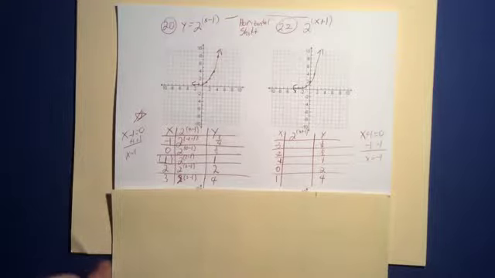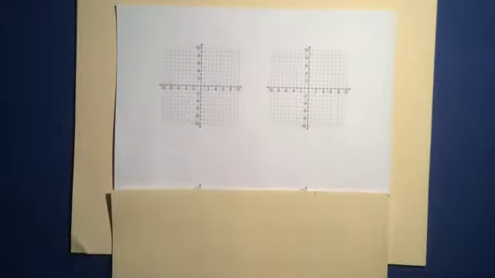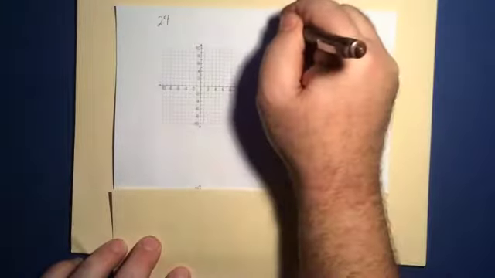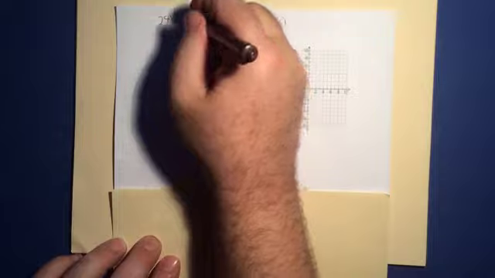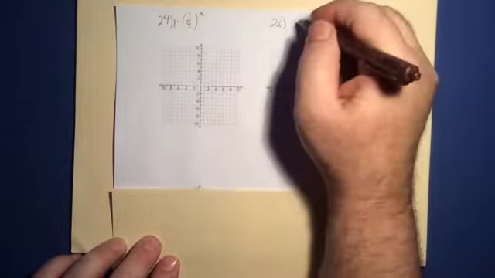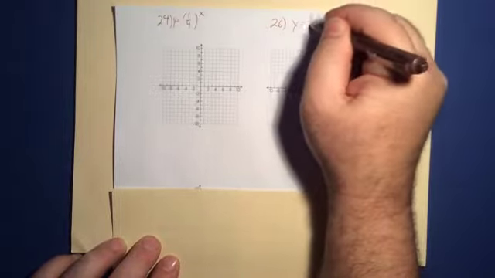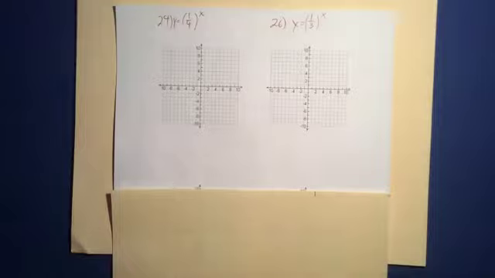Okay, we're going to take a look at just a couple more examples to see how this impacts things. That's going to come in the form of some equations that are written in fractional form. So this is going to be 24 and 26. This is y equals 1/4 to the x, and then 26 is going to be y equals 1/3 to the x.